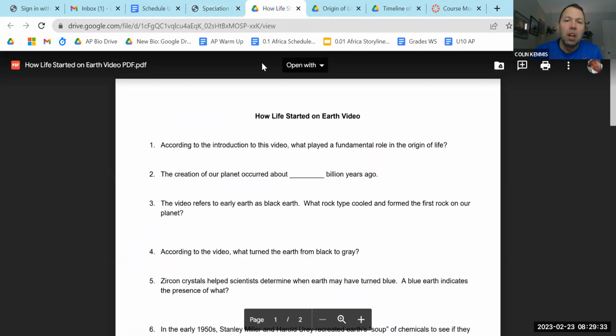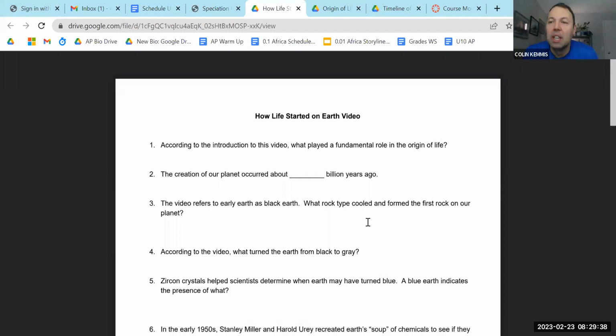All right, how life started on Earth. This is really good background information, and it talks about how life evolved. Make sure you hit some of the key events there. Earth started 4.5 billion years ago. Life started 3.5 billion years ago in the shallow seas near Australia, with some very old bacteria.